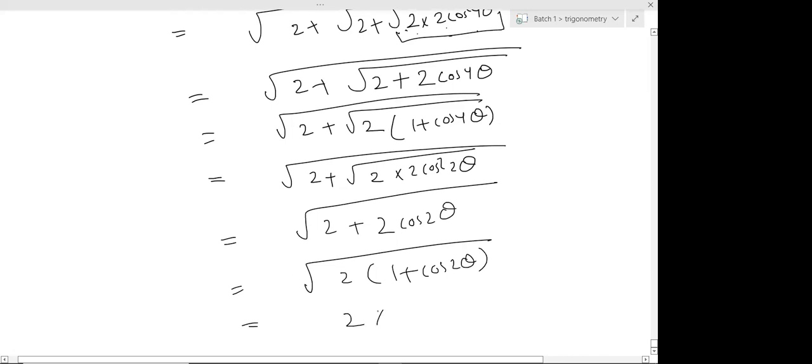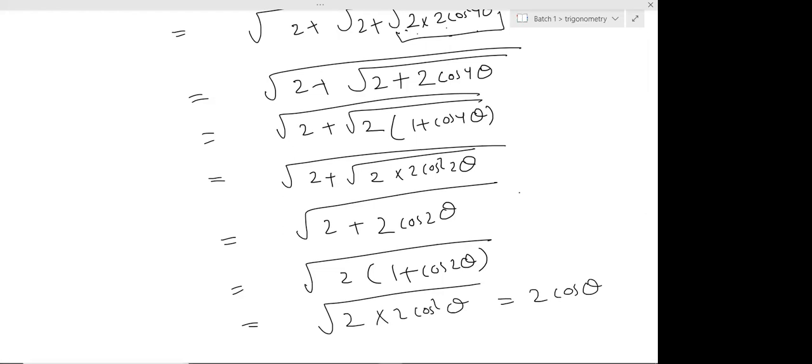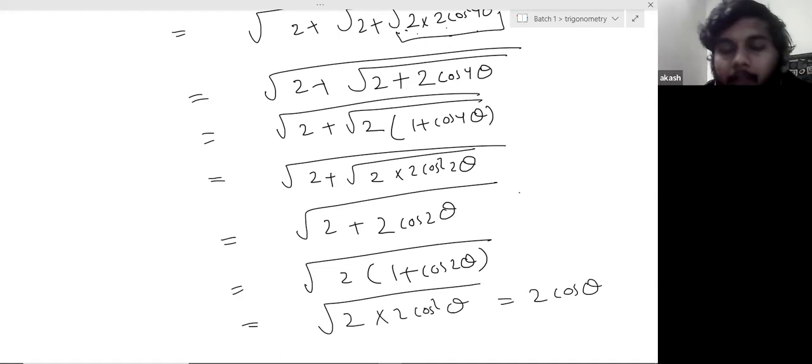So this is 2 into 2 times cos square theta. Absolutely right. So under root of that is 2 cos theta. All right. See, the whole question was solved using only one formula. But how to apply that formula?